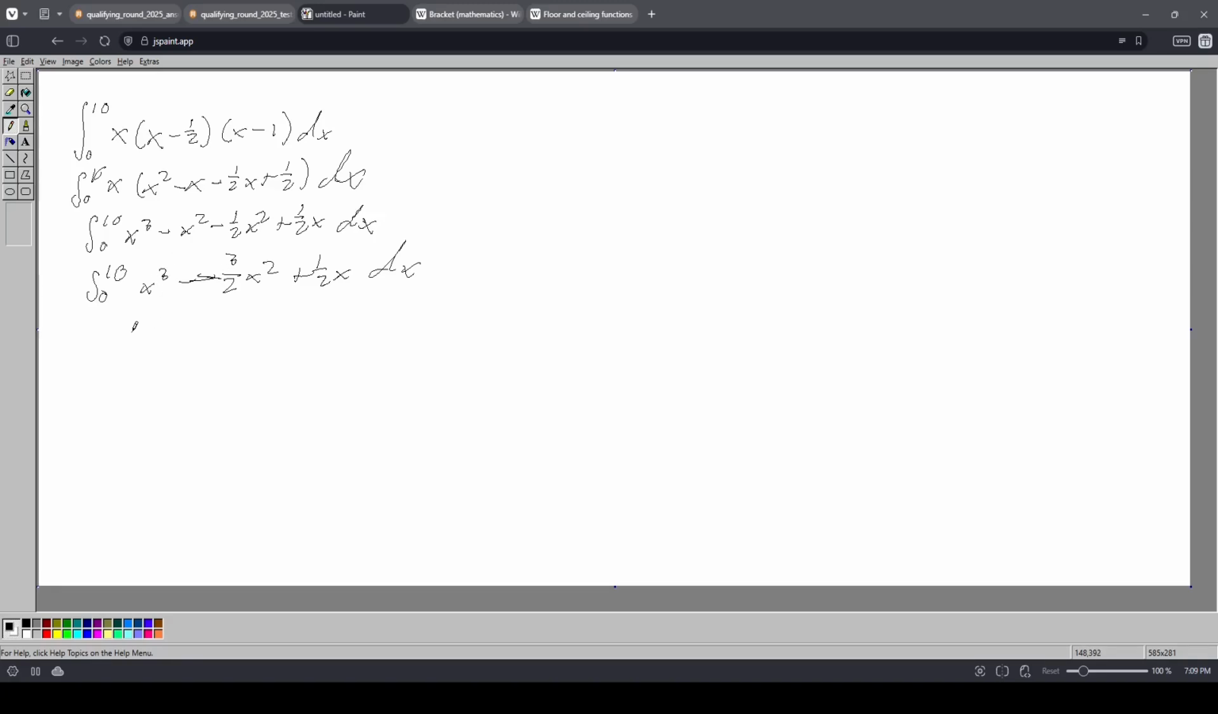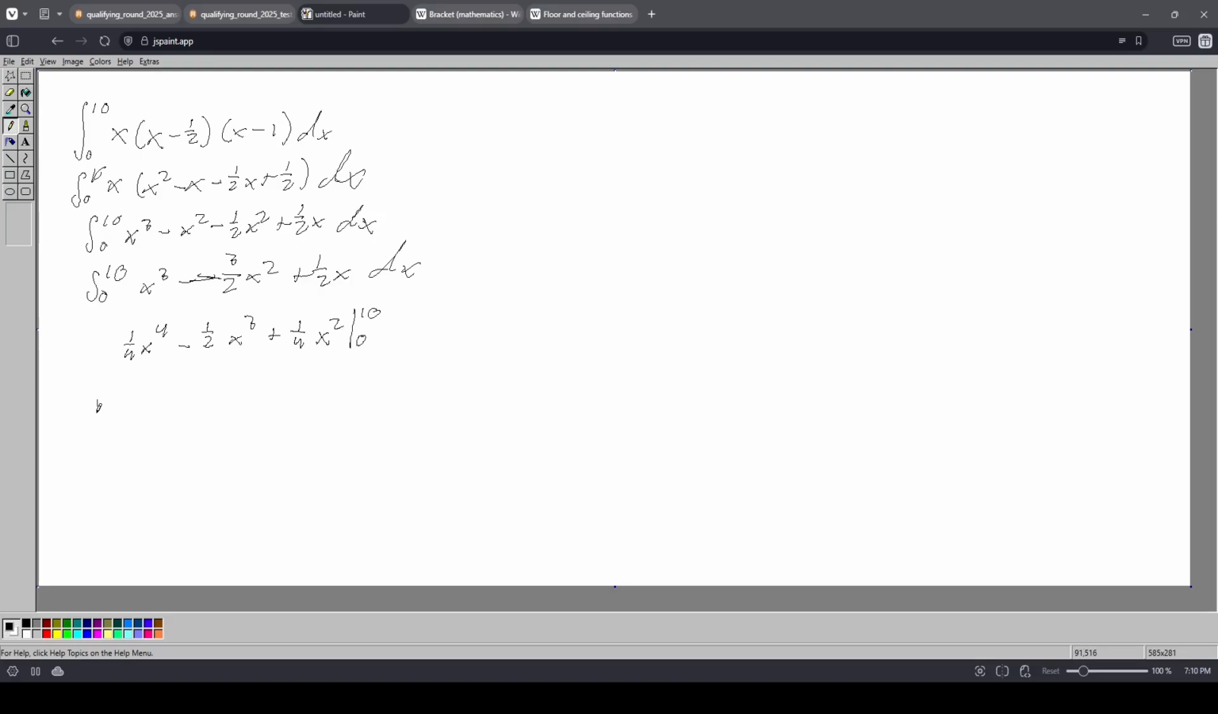So that's going to be 1/4 x to the 4 minus 1/2 x cubed, because the integral of x squared is 1/3 x cubed. The 3 up here and the 3 would cancel out. Then plus 1/4 x squared. That's going to be evaluated from 0 to 10. All of those, when 0 is plugged in, will be 0, so we only really need to worry about the 10.